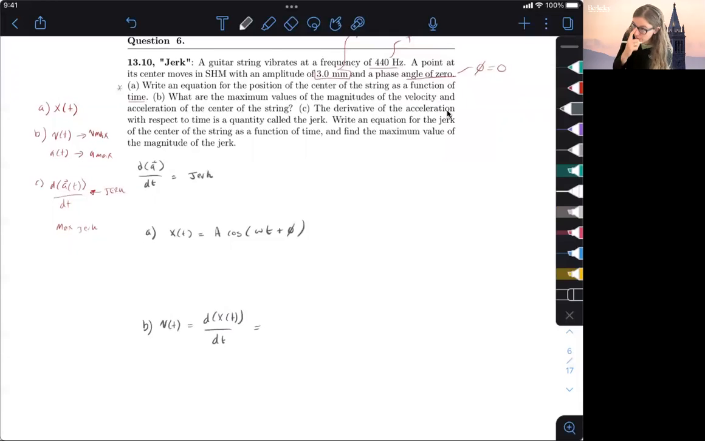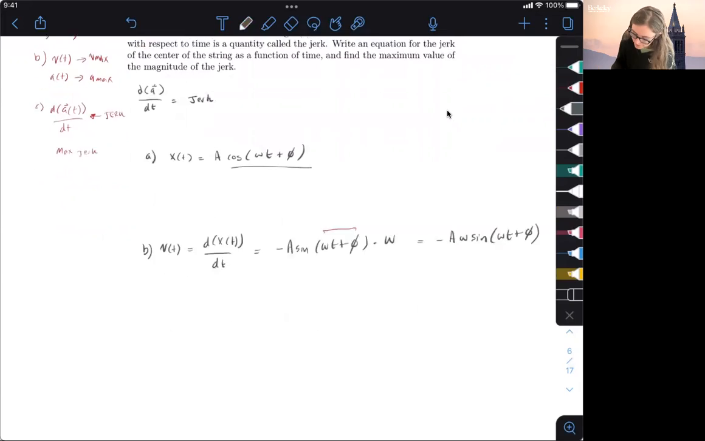So we're going to use the chain rule, right? It would be negative A sine of wt plus phi, and then multiplied by w, because we're doing the chain rule. So we're also taking the derivative of this inside piece here. So that's going to be equal to negative A w sine of wt plus phi. We're just moving all the constants up front.